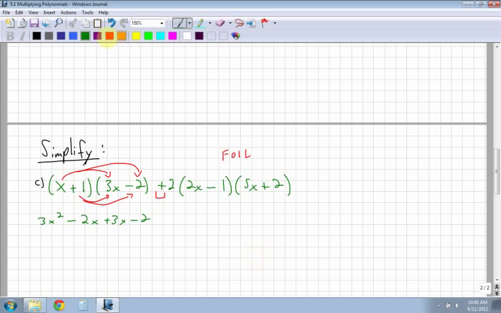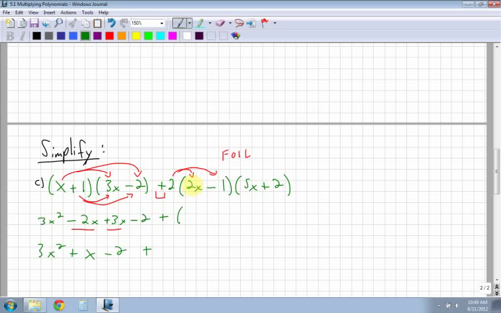Now I'm going to combine some like terms before I go on, just because I like to do that. Then I have 3x squared minus 2x plus 3x is plus 1x minus 2. Then I have a plus sign. Then notice I have to multiply the 2 in first. I could FOIL this out and then multiply by 2, but I'm going to multiply the 2 in first. So I'm going to do it a couple of steps here. So I have my plus sign.